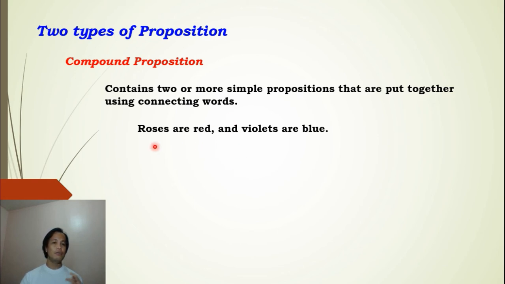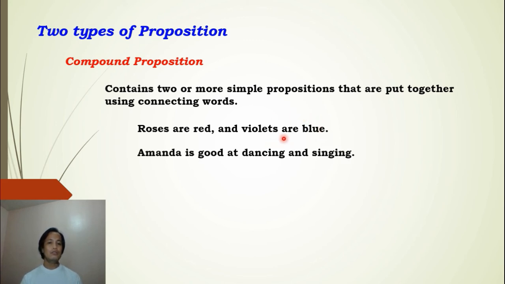So we have here roses are red and violets are blue. Another is Amanda is good at dancing and singing. So there are two ideas here that are being connected by the word and, which is about Amanda who is good at singing and also about Amanda who is good at dancing, or Amanda who is good at dancing and Amanda who is good at singing, which is still connected by the word and.